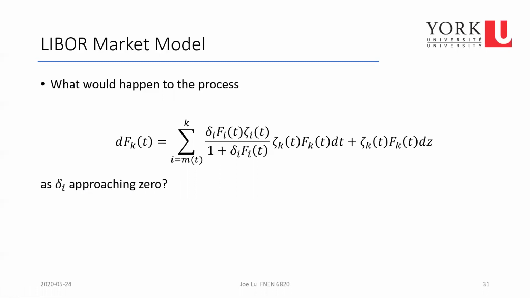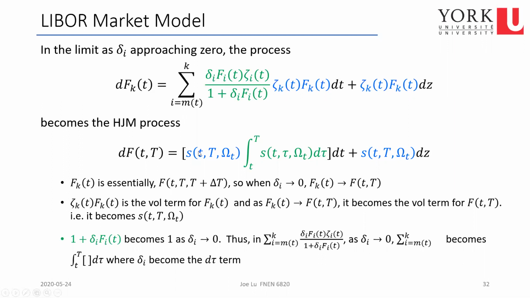So we have to demonstrate that, as a validity check, this BGM model must converge to the HJM model if delta I is approaching 0. Okay, let's see how that is done. As delta I approaches 0, we see that it actually indeed converts to this.